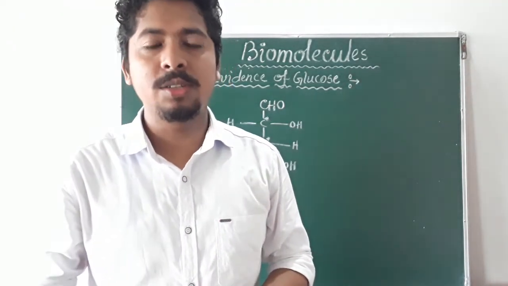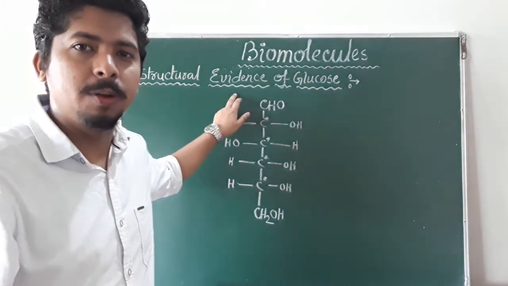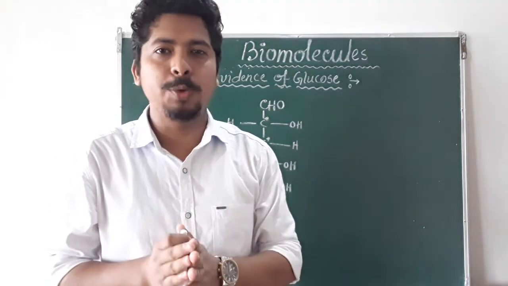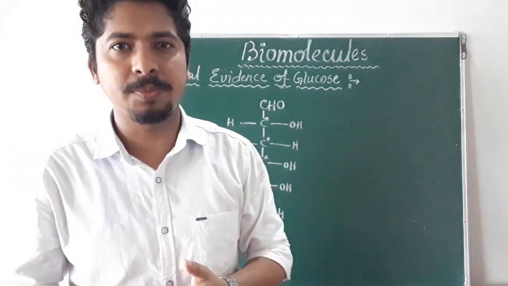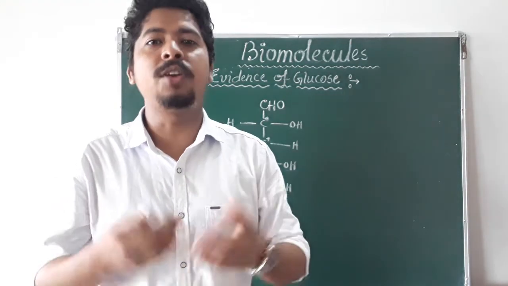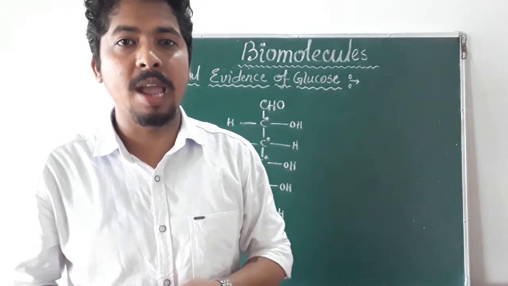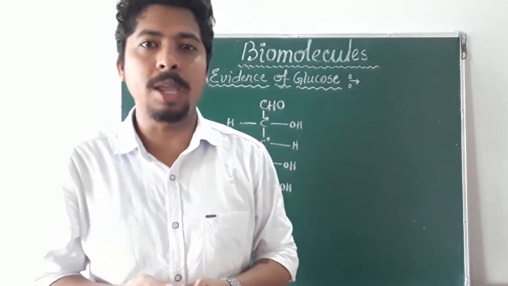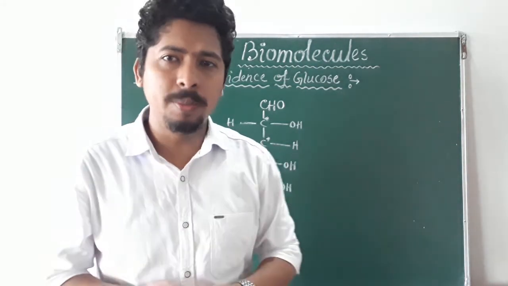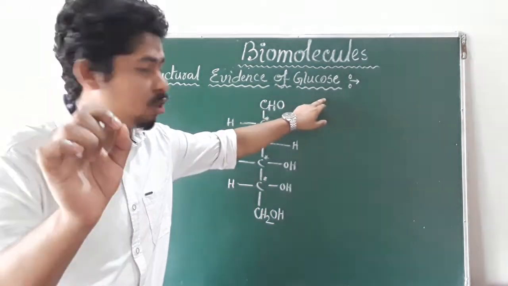In today's class, we are going to discuss the structural evidence of glucose. In our last class, we discussed monosaccharides and their various examples, aldoses and ketoses, and after that we discussed glucose, the preparation of glucose, and then the structure of glucose. So in today's class, we will be discussing the structural evidence of glucose, meaning the evidence for the structure of glucose.